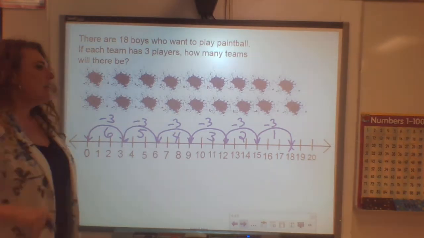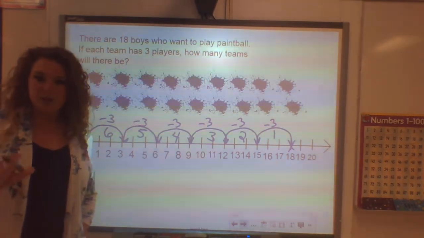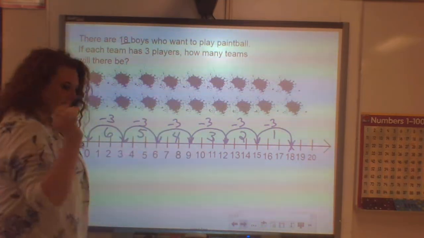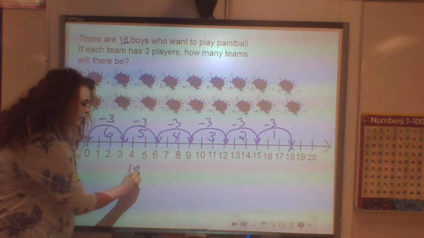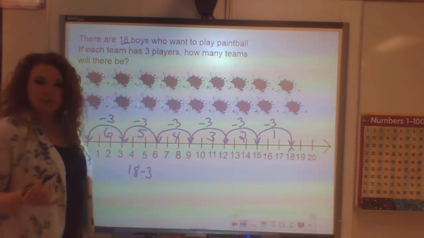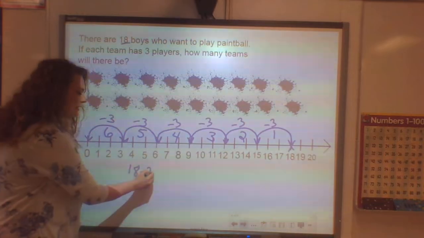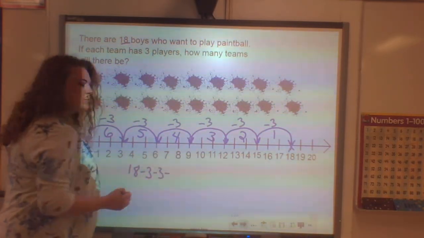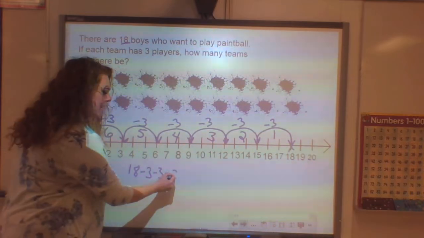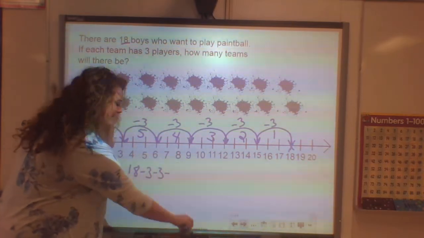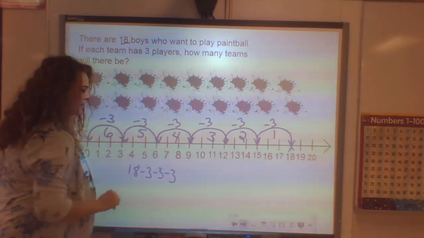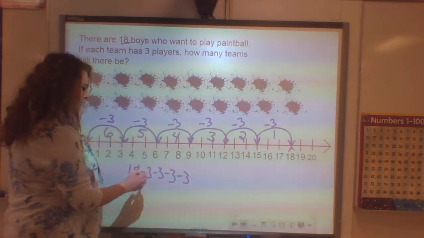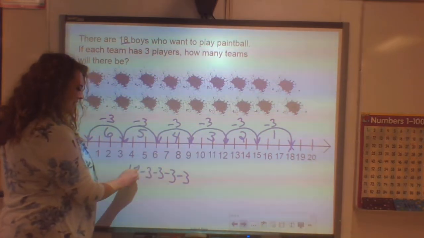I'm looking for them. Now, what does the repeated subtraction sentence look like? Great. We're going to start with 18. Okay, so I have 18 minus 3. What's 18 minus 3? 18 subtracted by 3 is 15. Minus another 3 is 12. 12 minus 3 is 9. Whoops. Oh, see, look, when I talk and write at the same time. Okay, so 9 minus 3 is 6. So let's try that because now I'm lost.